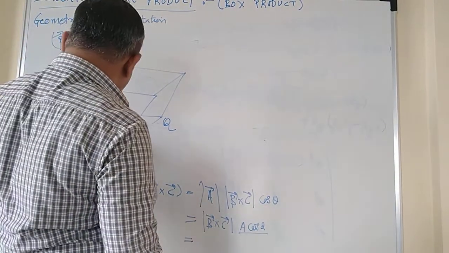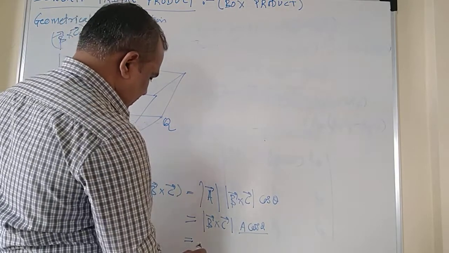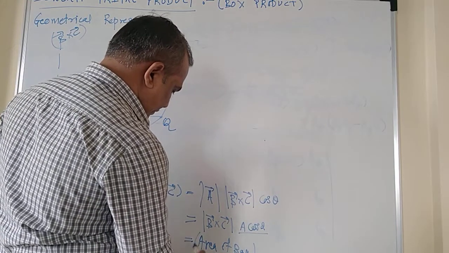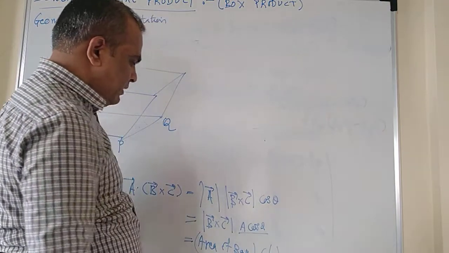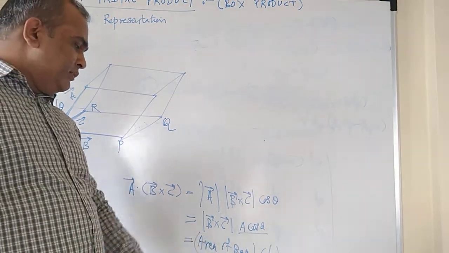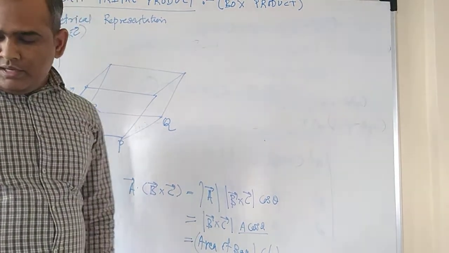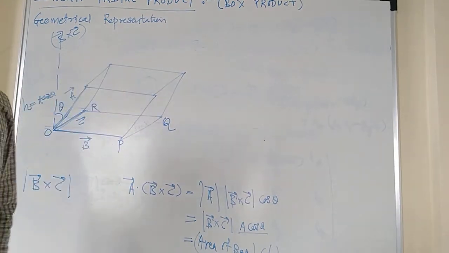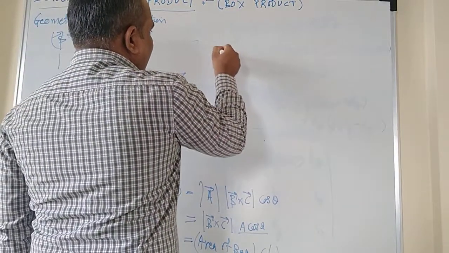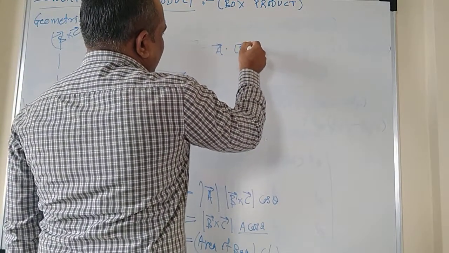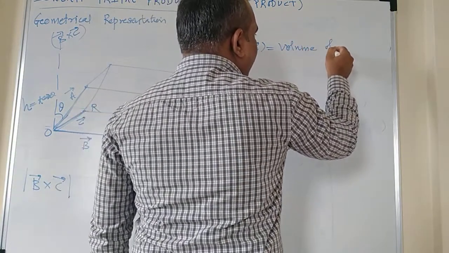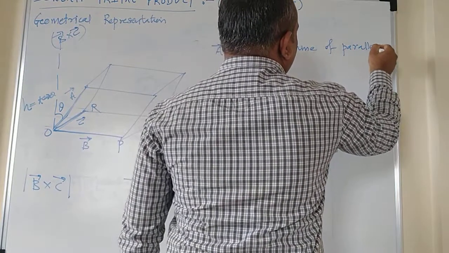Therefore I can say this scalar triple product is equal to, what is this, B bar cross C bar? B bar cross C bar is the area of this base, and hence I can say the area of the base of the parallelogram into the height of the parallelogram. Correct? Now the area of the base of the parallelogram into height is nothing but the volume of the parallelepiped. Hence I can say the scalar triple product A bar dot B bar cross C bar will give you the volume of the parallelepiped.